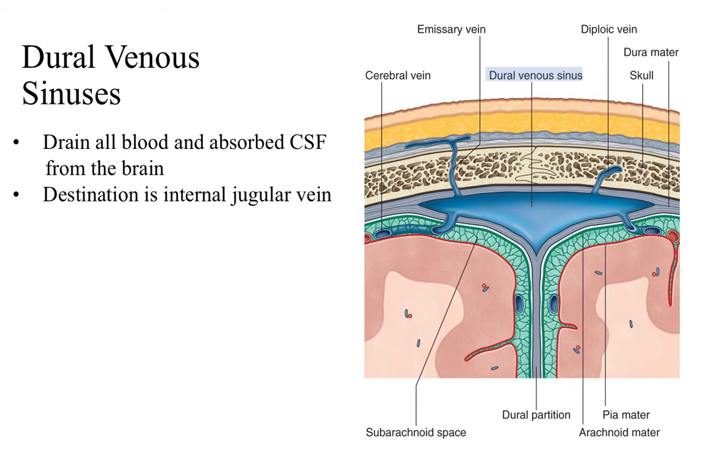All right, so continuing on with the dural layers and talking more specifically about these dural venous sinuses, their function is to drain all the blood and all the absorbed cerebrospinal fluid from the brain. So you see these cerebral veins right here. They will drain and then empty into these dural venous sinuses. And these dural venous sinuses are going to be collection spots for this blood that will eventually get drained into the internal jugular vein. Remember, that's that great big vein that's in the anterior triangle of the neck.